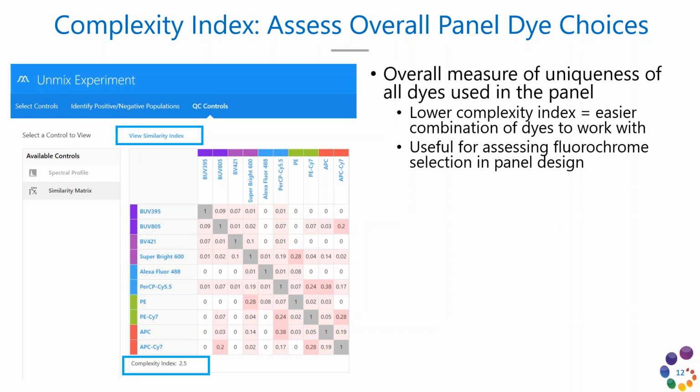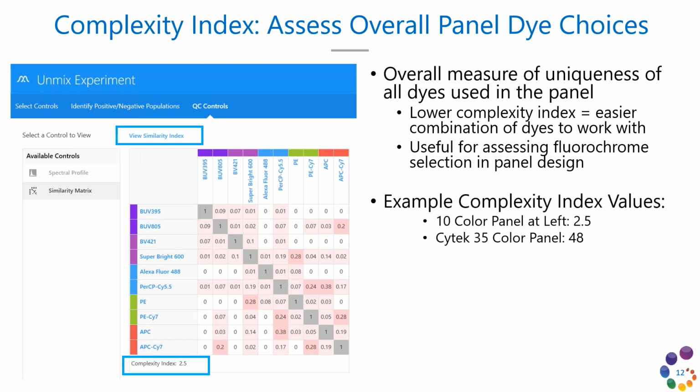And this can be helpful when you're trying to choose fluorochromes to put with your different markers for your panel design. To give you a couple of reference values for what these numbers can look like, this 10-color panel shown here at the left came out with a complexity index of 2.5. If you were to go to Cytek's website and in the Aurora brochure look at that 35-color panel, the complexity index for that panel is around 48.